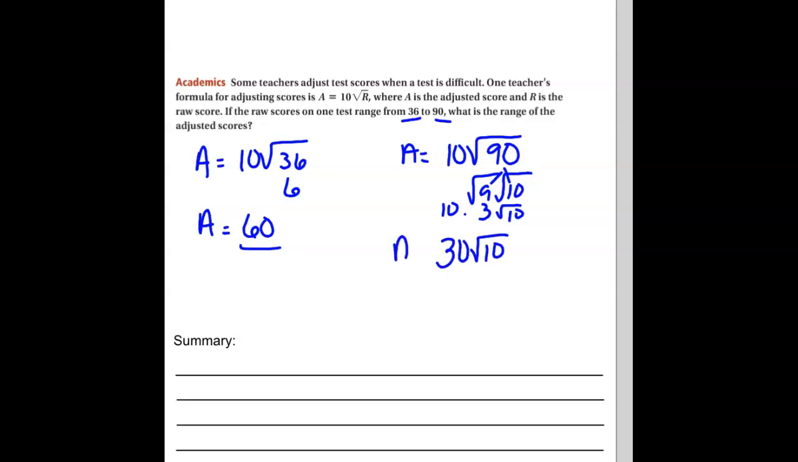But you're not going to put a score like that in the grade book. All right? So we would look at a decimal approximation. And 30 times the square root of 10, let's grab our calculators here. 30 times the square root of 10 comes out to be 94.9 if we round. So we started out with scores from 36 to 90. We've adjusted them to be between 60 and about 95, 94.9.